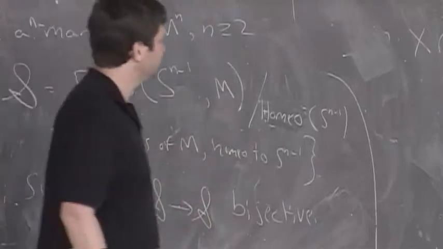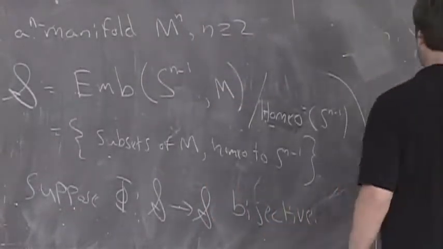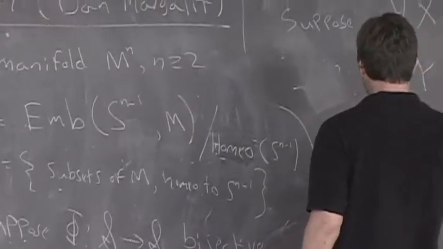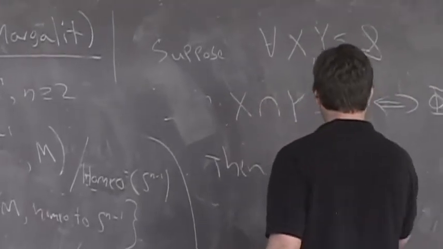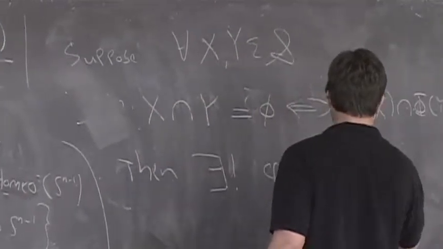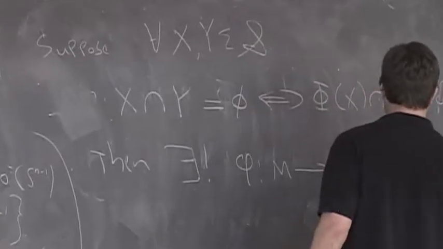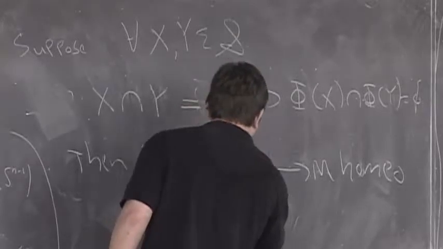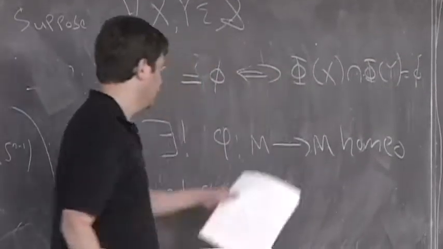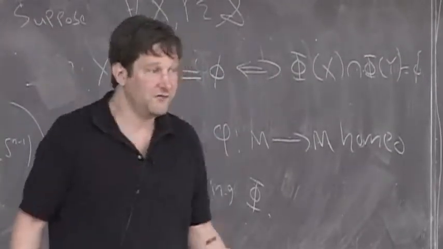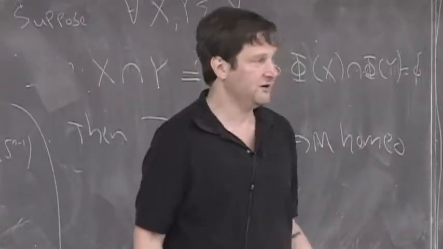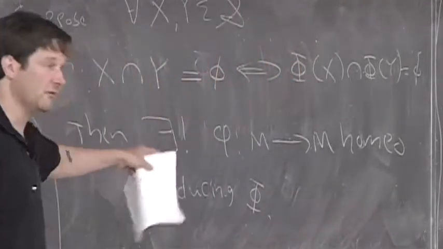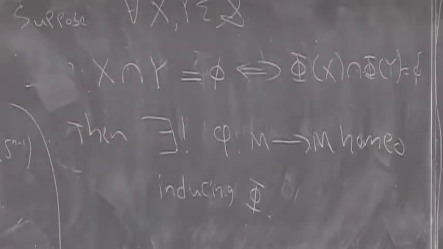Mod out by Homeo. And suppose you preserve the property of disjointness, then there's a unique homeomorphism of the manifold to itself inducing phi, which just means the permutation. When you have a homeomorphism of a manifold to itself, it just permutes the set of all embedded spheres, and I'm just saying that this homeomorphism induces the given one. So this is like the fundamental theorem of projective geometry, and I think it's one answer to what is a homeomorphism.